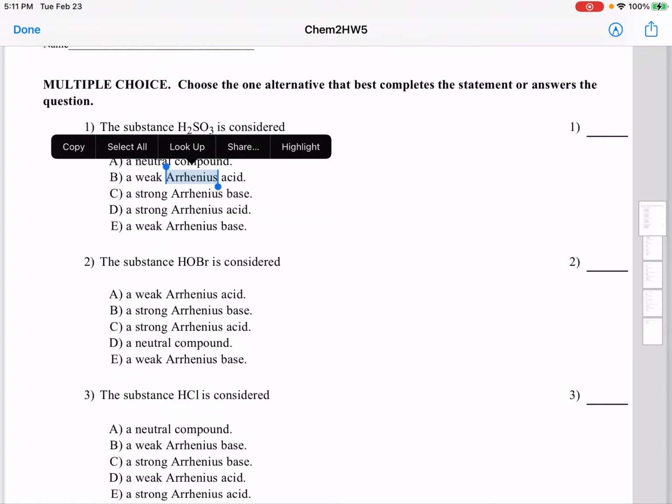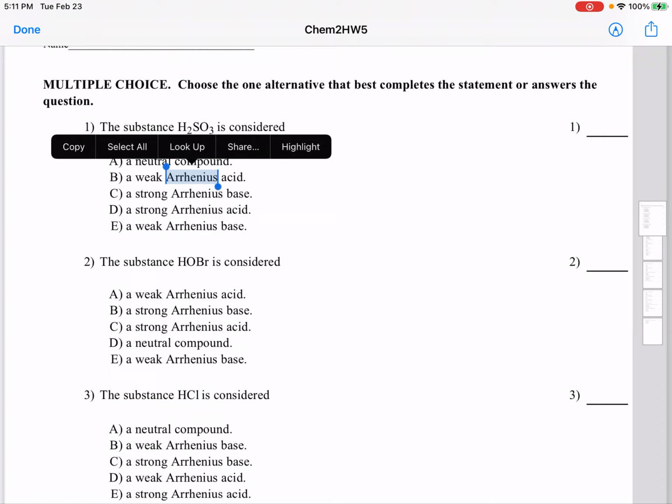Hi everyone, here's your first homework set from chapter 18. So this is quite straightforward and easy stuff, but let's see how we can approach these problems. Okay, the first one, pretty easy.